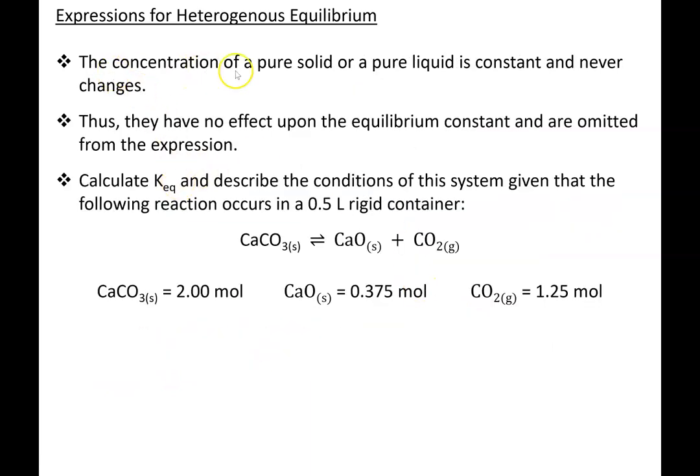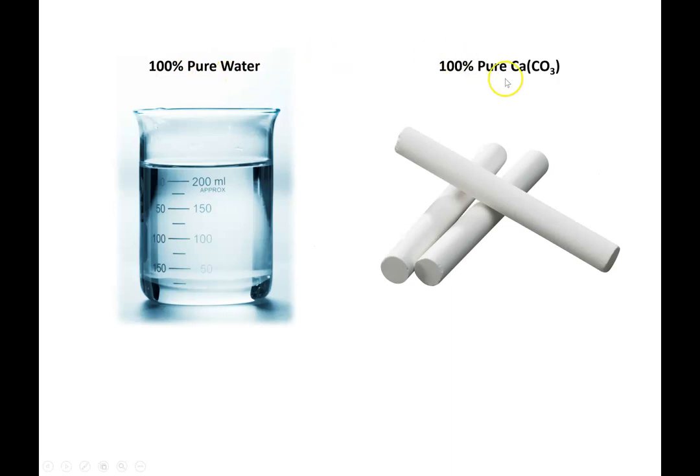Alright, now the concentration of a pure solid or a pure liquid is constant, and it never changes. So long as they remain pure, their concentration, their density remains the same. So for instance, if I had pure water over here, and I removed 10 milliliters of pure water, is this water now less pure? No, it's still 100% pure water. There's just a smaller volume of it, that's all.